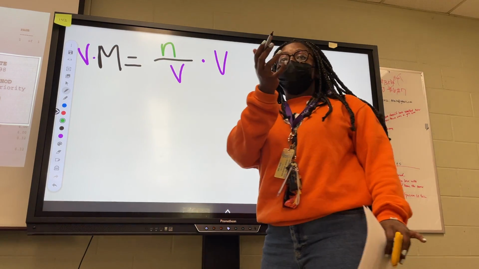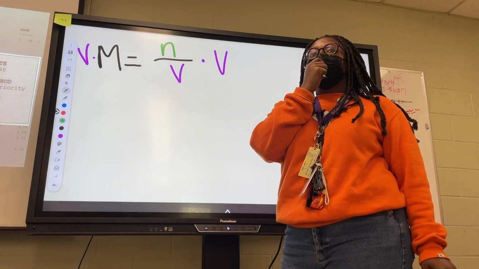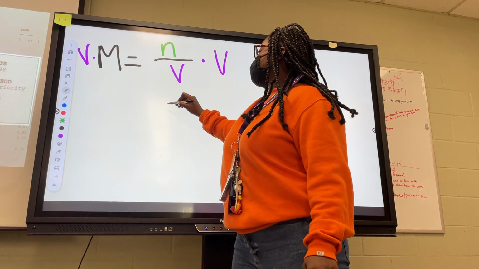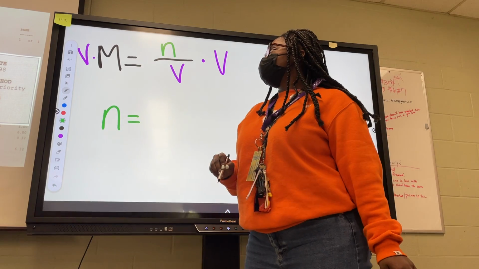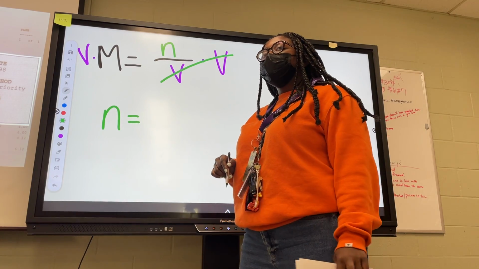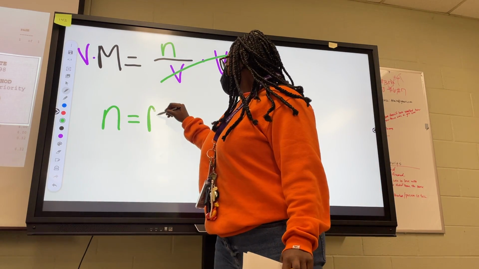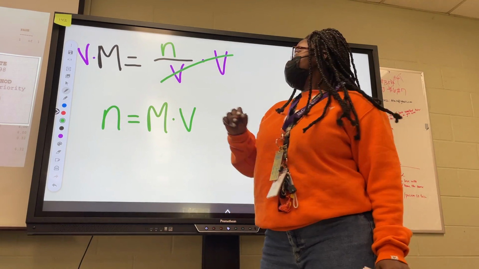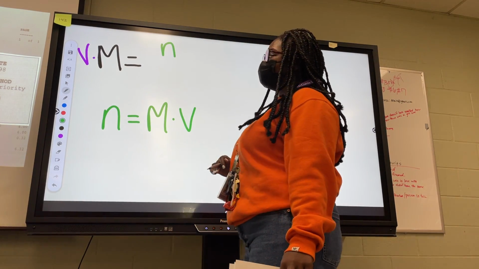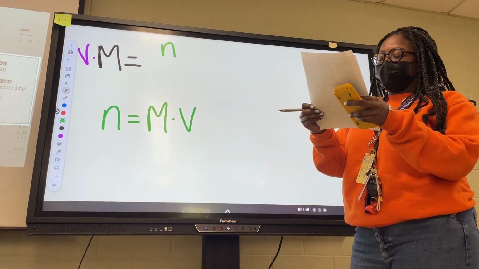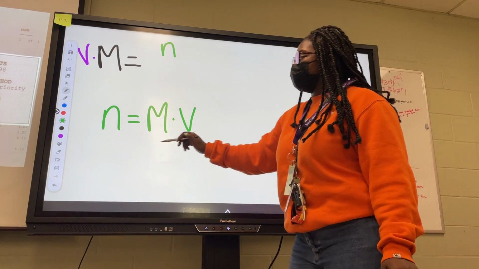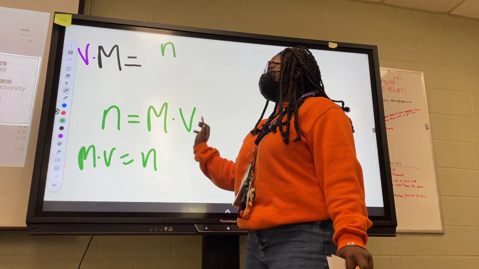So now, if I'm rewriting my equation, what does N equal, Jamari? What does N equal now that we multiply it by V? Because this is canceled out, so what's left over here? M V. Good job, MV. Okay? You see how we did that? Because once we canceled it out, it went away. So our next formula is N equals M times V. So that's your second formula. This can also be written M times V equals N. It's the same thing.